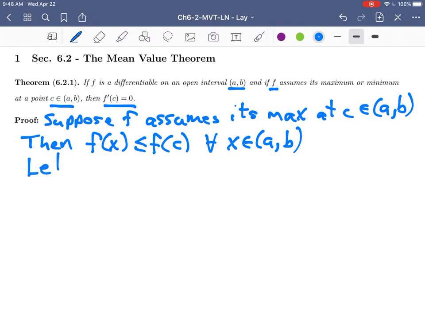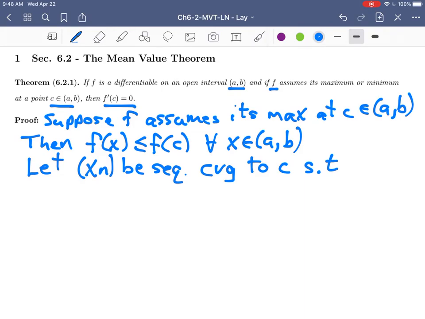So we can let x sub n be a sequence that converges to c such that a is less than x sub n is less than c. Right, so we have these values that are to the left of c that are converging to c. So values between a and c that are converging to c. And we want that to be true for all n.